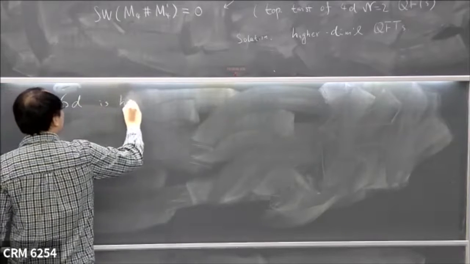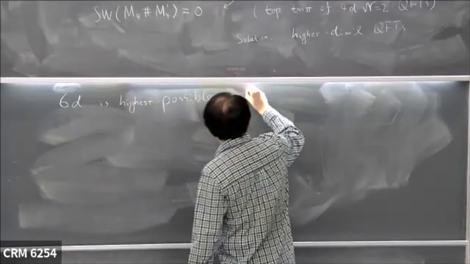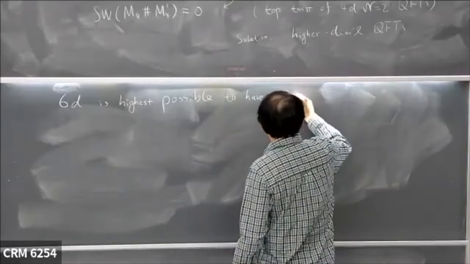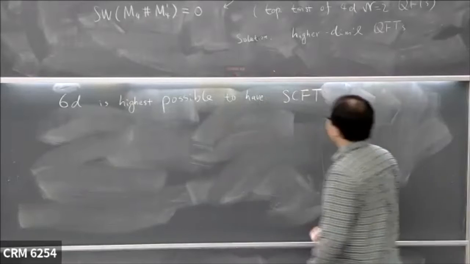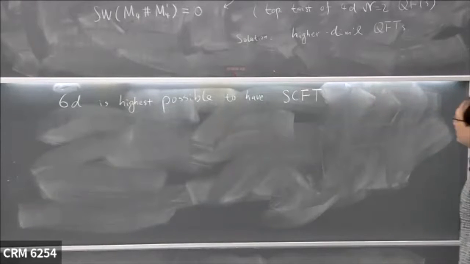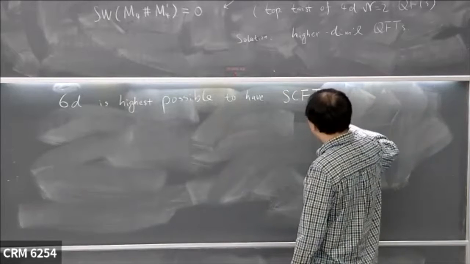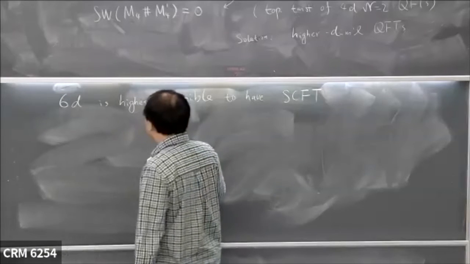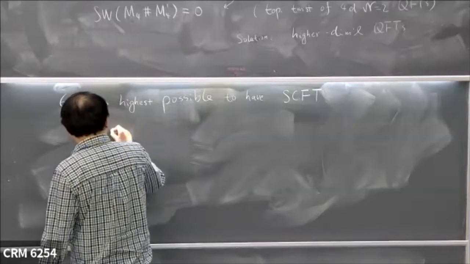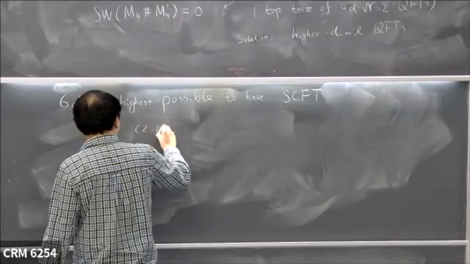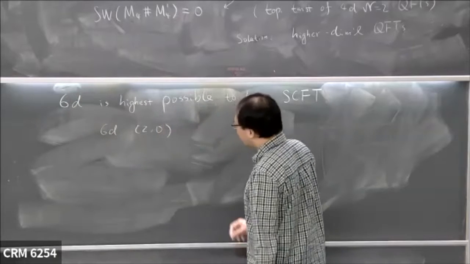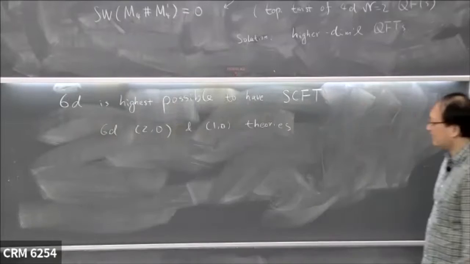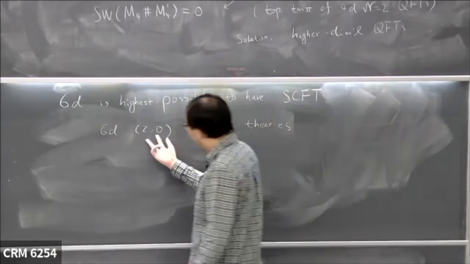So if we want interesting theories, then there is a famous statement by Nahm that 6 dimension is the highest possible to have interacting and superconformal quantum field theories. SCFT stands for superconformal quantum field theories. In 6 dimensions, there are 2 types of theories. They are often referred to as 6D (2,0) theory and 6D (1,0) theory.